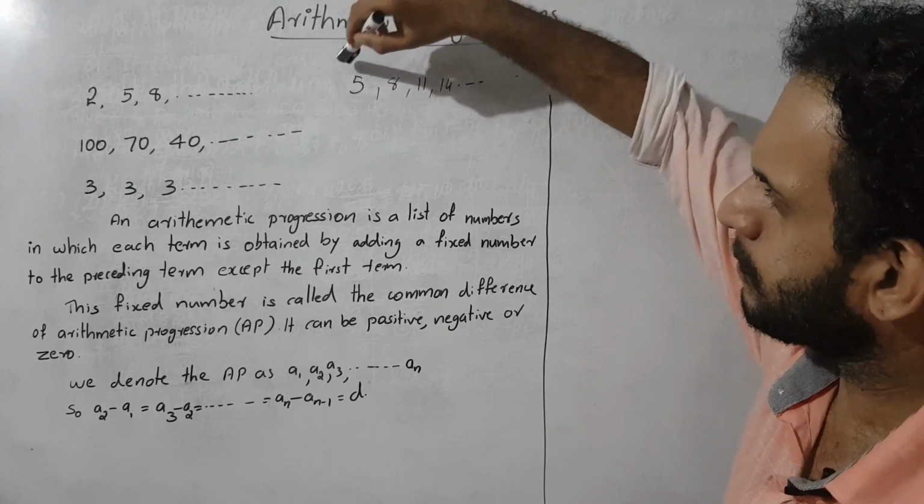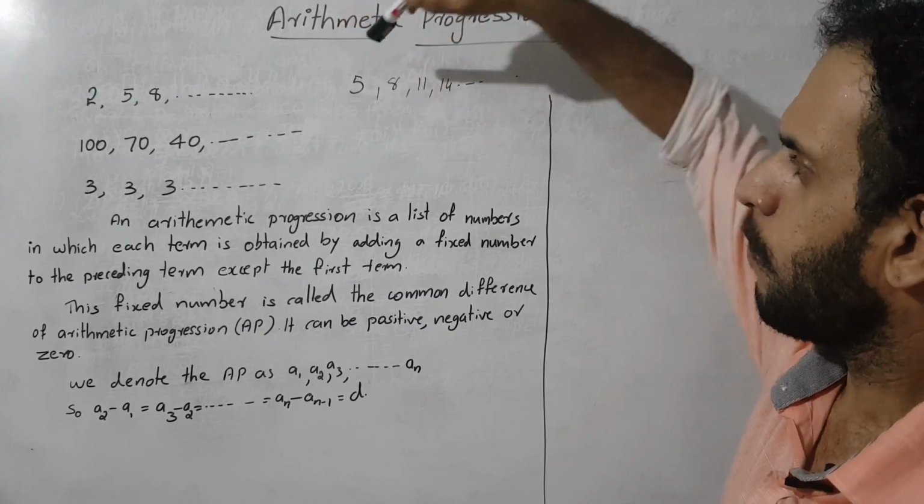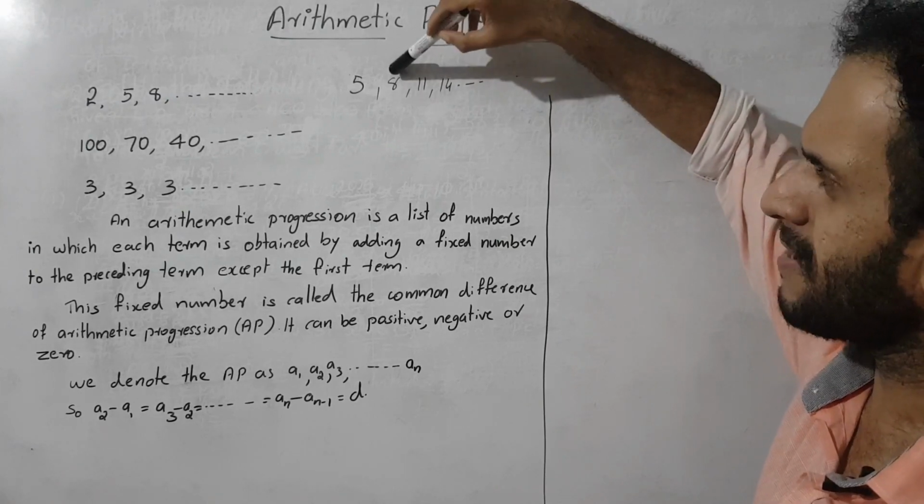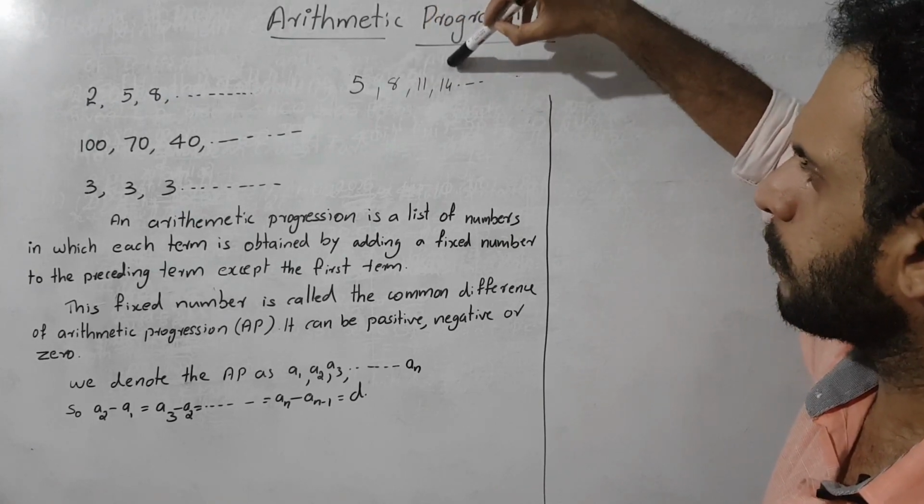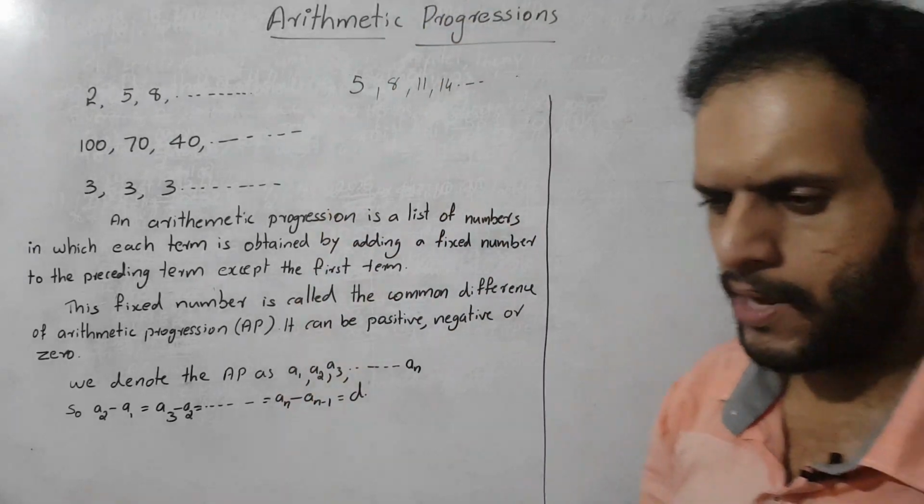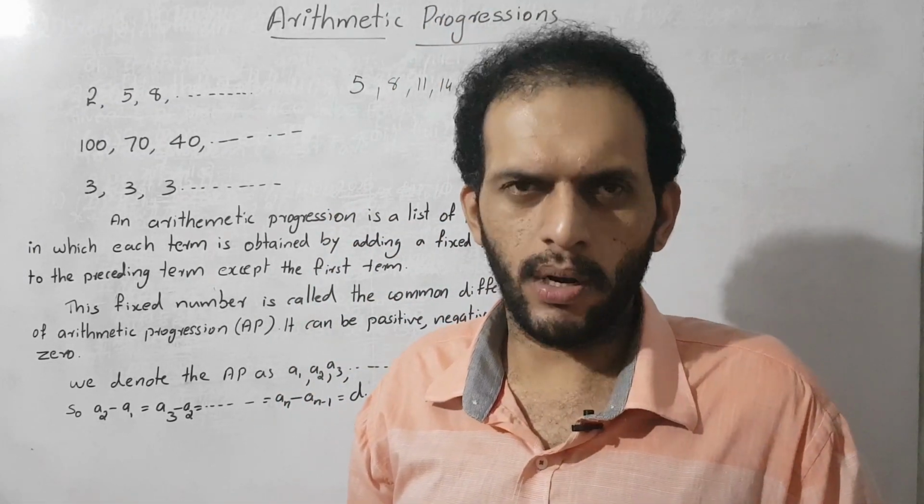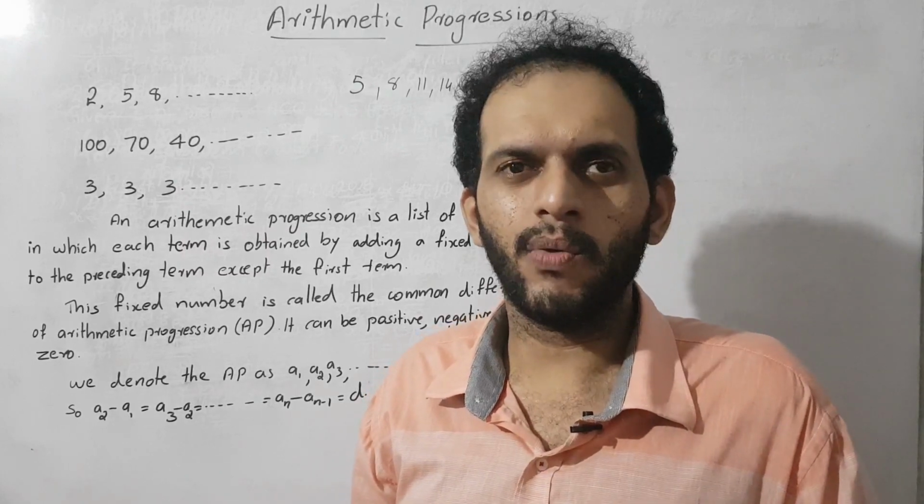The second term and first term, that difference is 3. What is the difference of the third and second? That is also 3. 11 minus 8 is 3, correct? Then the fourth and third, that's also 3. That means in an arithmetic sequence, the differences of the terms are equal.